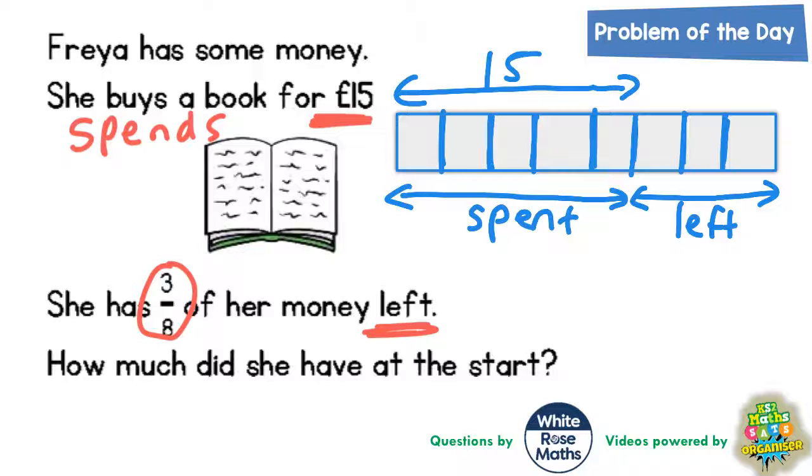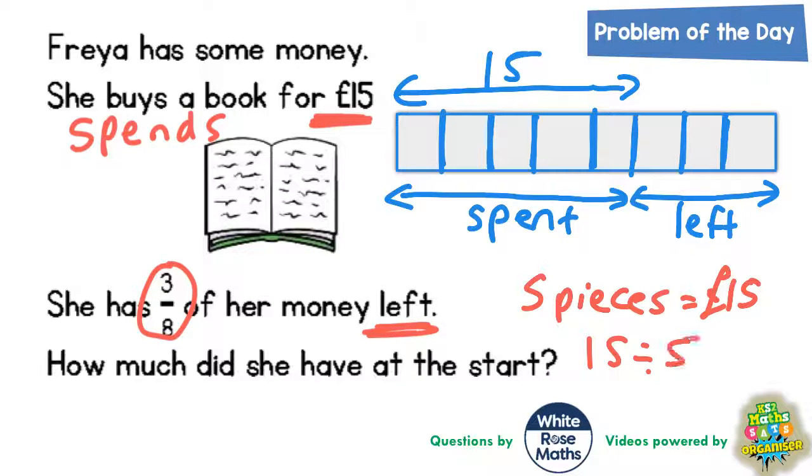But we need to figure out what one piece of the bar is worth. So if 5 pieces of the bar is worth £15, then if we divide 15 by 5, that gives you £3. So each piece must be worth £3.